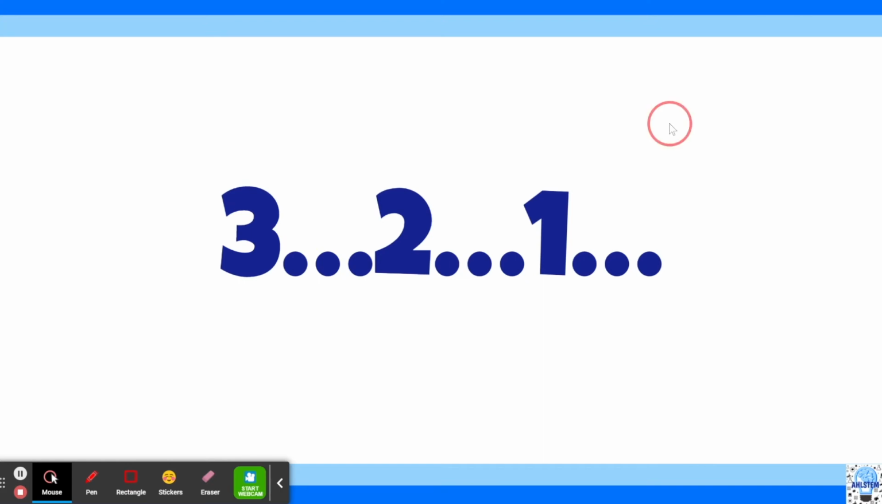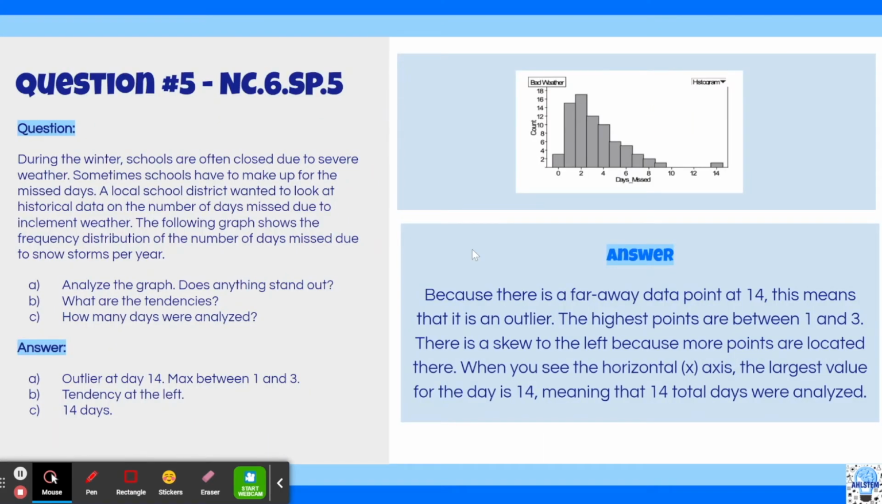Ready? 3, 2, 1. So there's an outlier at day 14, and the max is between 1 and 3. That's what usually does stand out in graphs looking like this. B, there's a tendency at the left side because most of the data is pointed up there. And C, it's measured over 14 days. So let's dive into each of these.